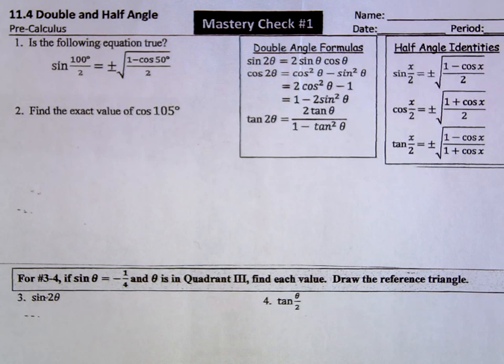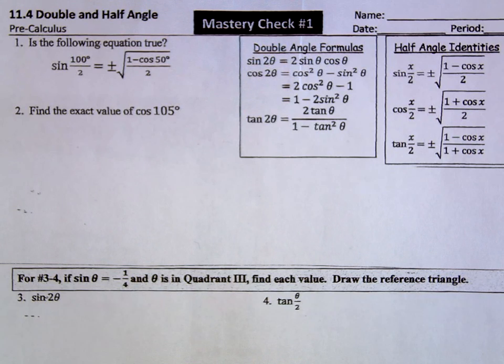Hello, Pre-Calculus kids. Today we start an adventure into the double angle and half angle formulas, the identities that go with those. This is section 11.4. There are 5 sections in the unit, so one more section and then we'll have a test. But it all has to do with all of these crazy formulas and identities that we've been talking about.